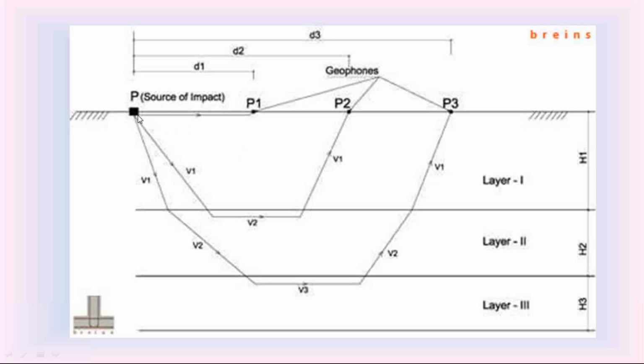This is the first shock wave. It is traveling only in the first soil layer with velocity v1. These are known as P1, P2, P3. These are known as the geophones. This is the arrangement of geophones on the ground level.